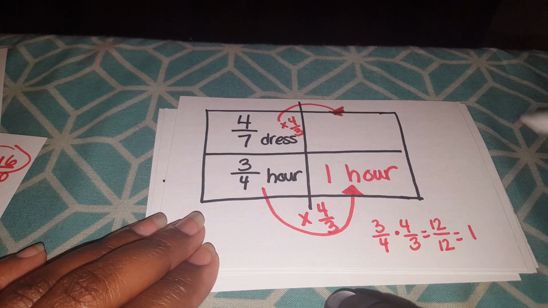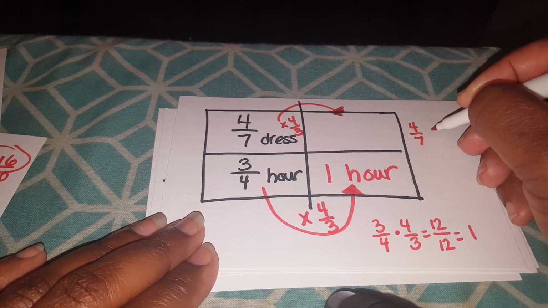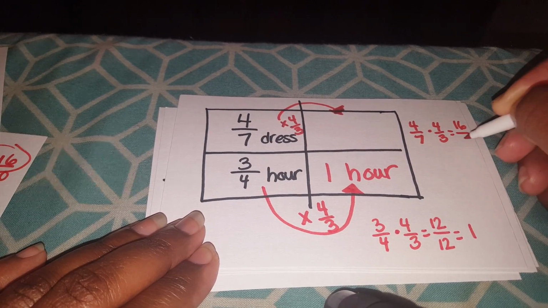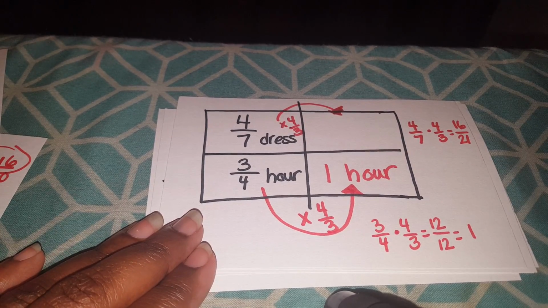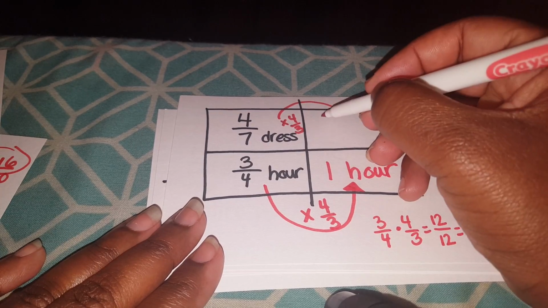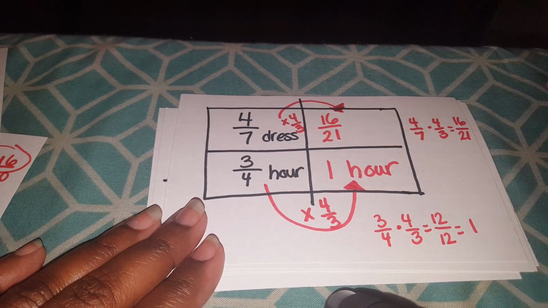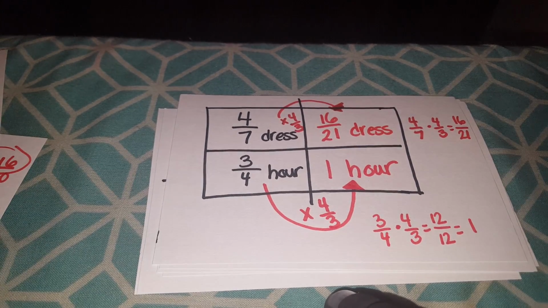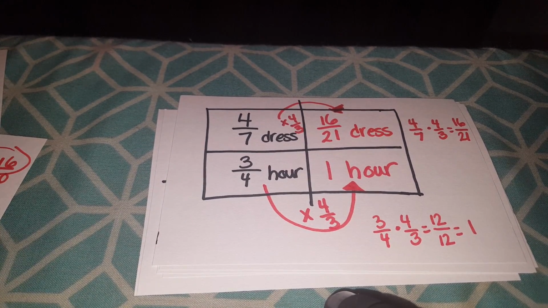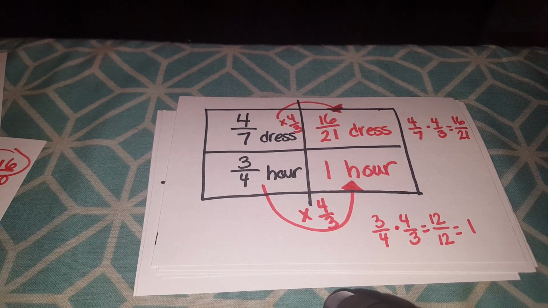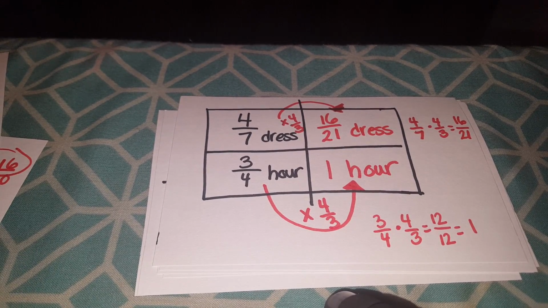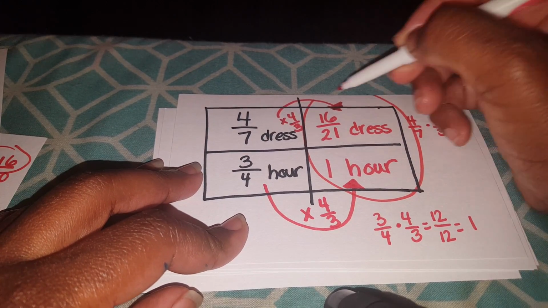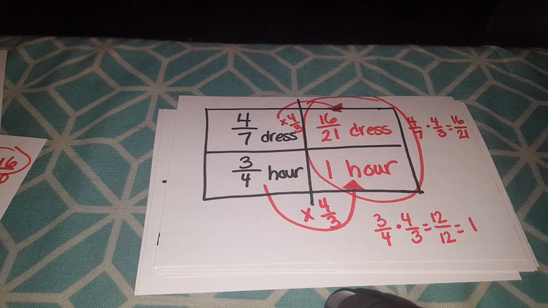Okay, let's do it to the side here. 4/7 times 4/3. 16/21. I don't think that can be simplified. So our answer is 16/21 of a dress. Lucy didn't even sew a whole dress in an hour. She's almost done though, because she's got 16/21 of it, and that is more than half of the dress. So 16/21 of a dress in 1 hour.